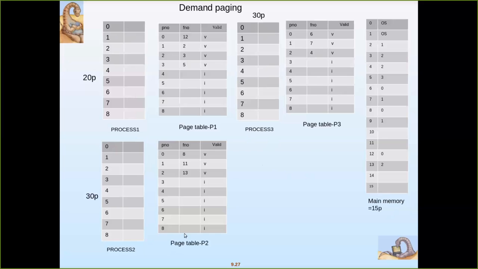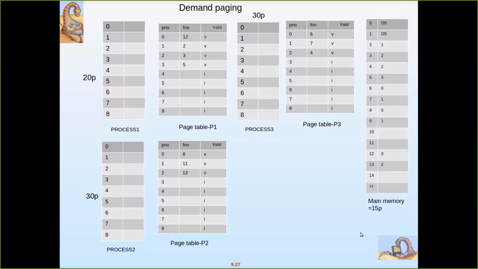The respective page tables of the 3 user processes are given. Let's imagine this process needs 20 pages. For want of space, I have given only 8, but imagine it has 20 pages. Then this process needs 30 pages, and this process 3 will have 30 pages. So this is the condition: 30 pages plus 30 pages plus 20 pages, so 80 pages are needed, plus the operating system will take some space.